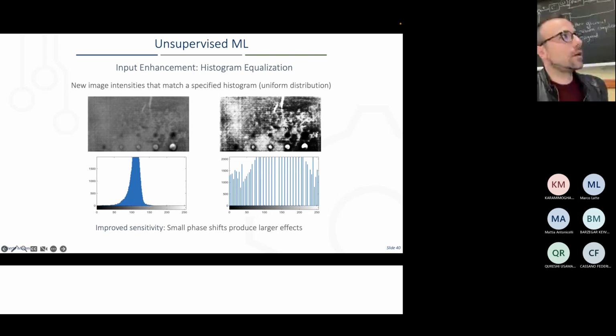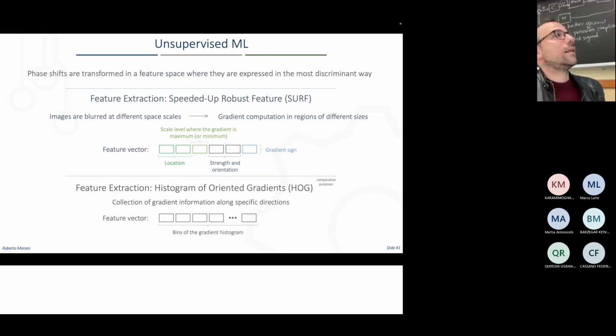So enhancing means, in this case, for example, improving the contrast in your image. So that would be, probably, I want to increase my sensitivity by changing the contrast of the image. You can also define your specified histogram, so you can define your own histogram distribution that maybe works better for your problem, okay?